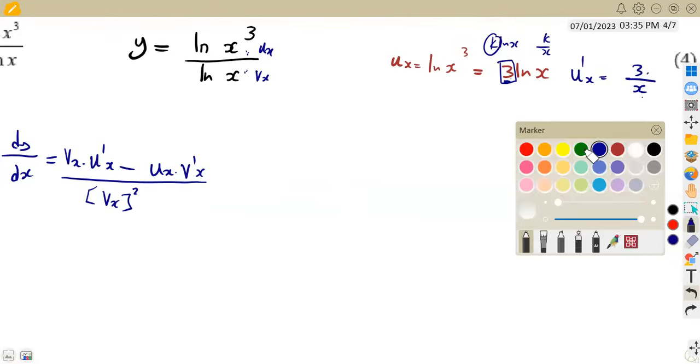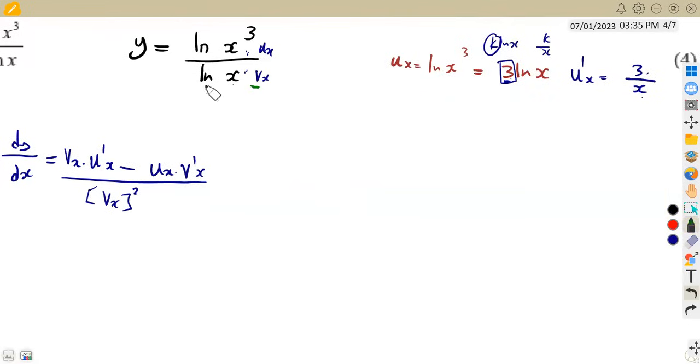Then we move on to our v(x). Our v is ln x again, so our v(x) is ln x. This one is in simplest form. So for the derivative here, we are going to find the derivative of v, which is the derivative of ln x. This one is simply 1 over x. Remember, the constant here is 1. So if it is k over x, it is going to be 1 over x. That is our constant in this case.